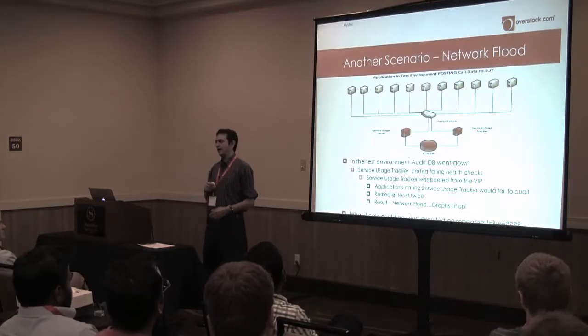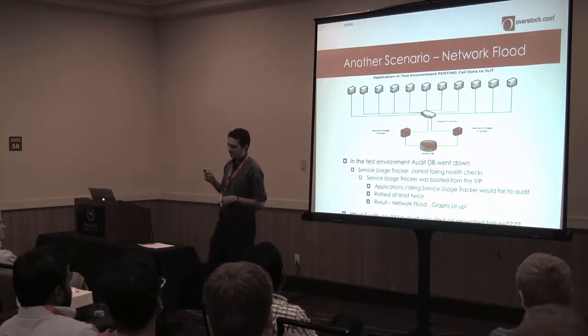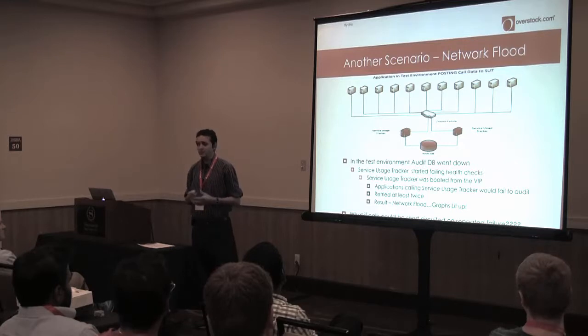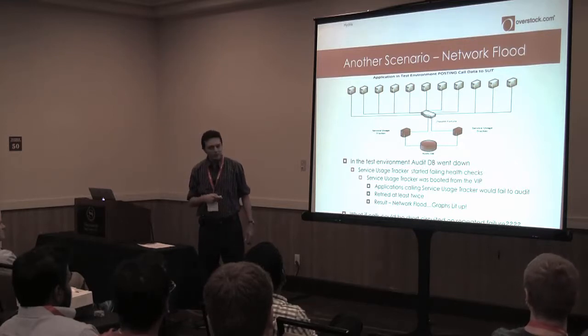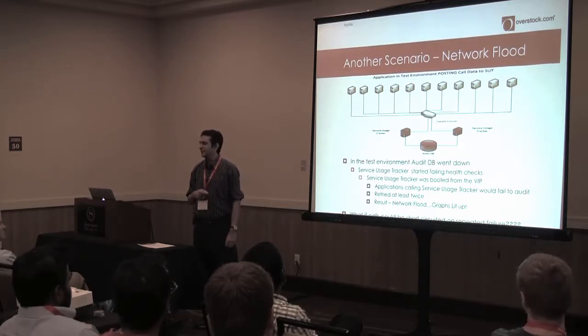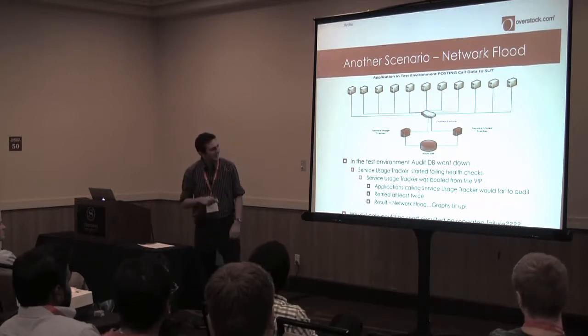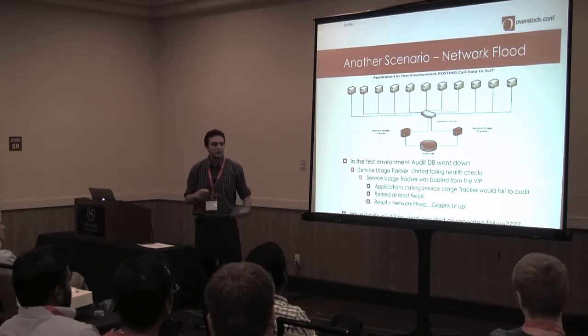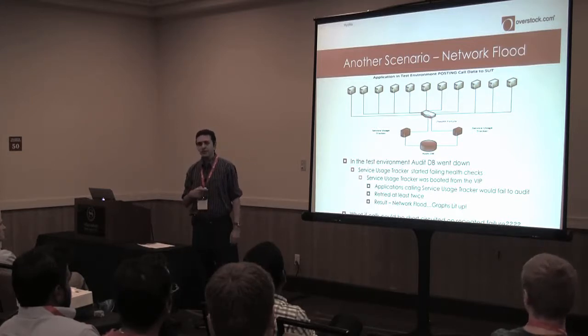Another scenario that we had recently in our test environment, and this is a factual scenario: the audit DB was down for maintenance. Mike out there is smiling because he's the one who contacted me with a very stern look. Audit DB went down. Service usage tracker nodes started failing their health checks because audit DB was down. As a result, they got kicked out from the VIP. Now, service usage tracker clients are running on multiple test web apps.